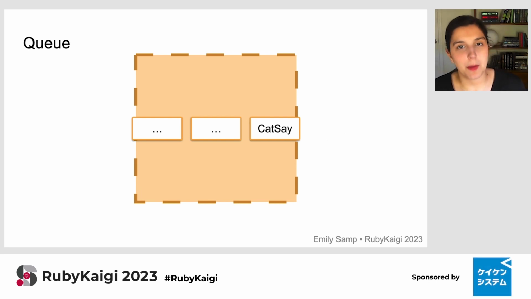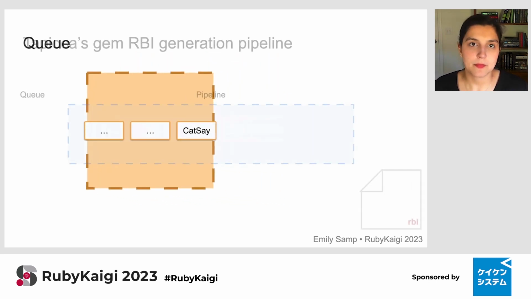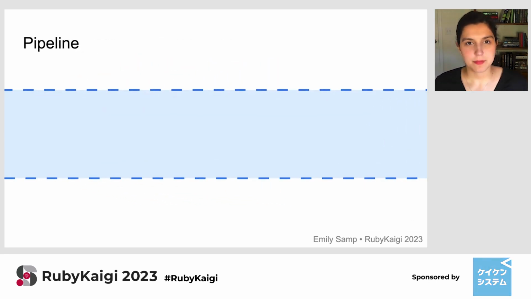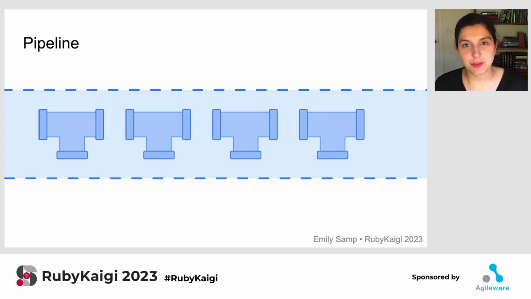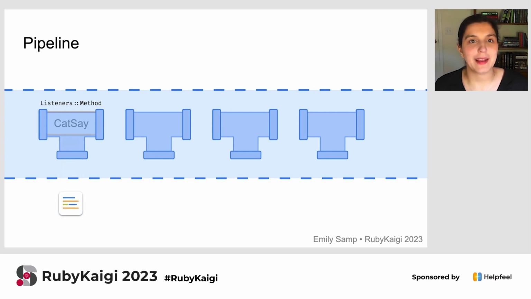So now that the queue is populated with constants, we can take a look at how those constants are processed in the pipeline and used to build the RBI file. The pipeline is actually composed of a series of smaller components called listeners. Each listener has a specific responsibility when it comes to generating RBI to write to the RBI file. For example, there's one listener called the method listener. This listener will find all methods defined on the constant and then generate corresponding code to write to the RBI file to tell Sorbet about those methods.